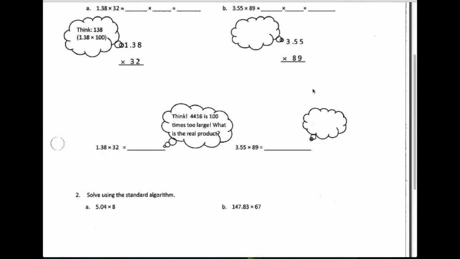Let us start with our problem set. It says estimate the product, then solve using standard algorithm. Use the thought bubbles to show your thinking.